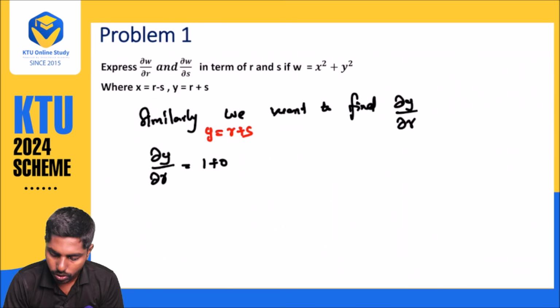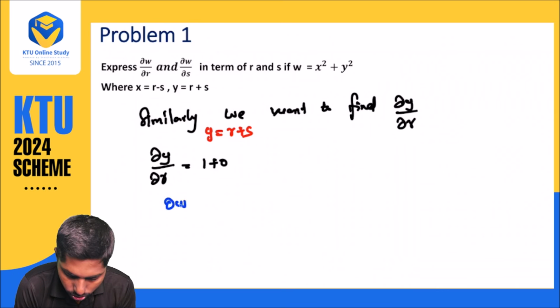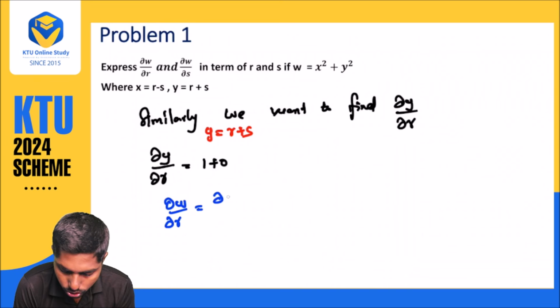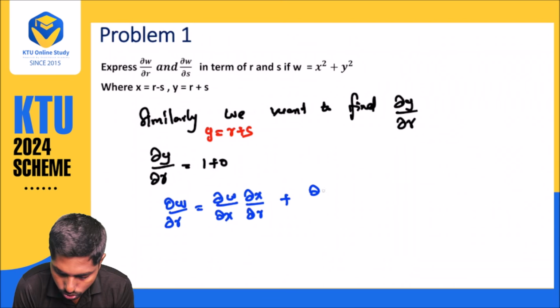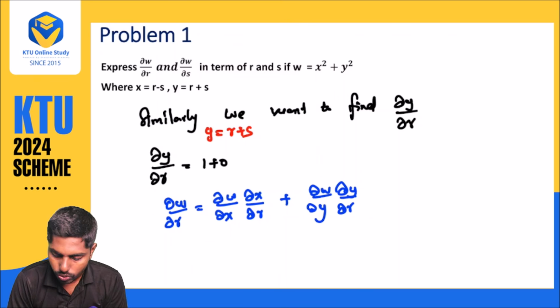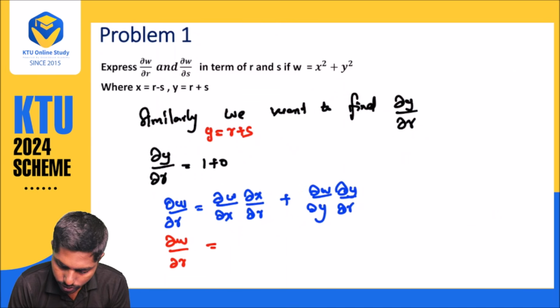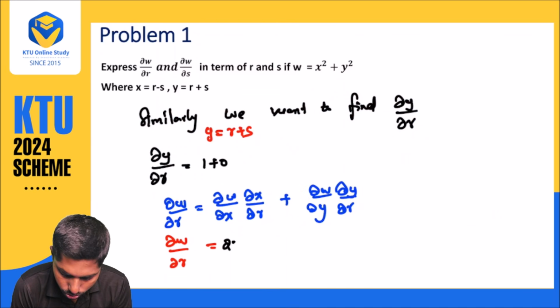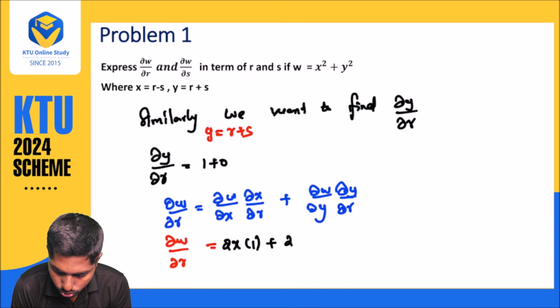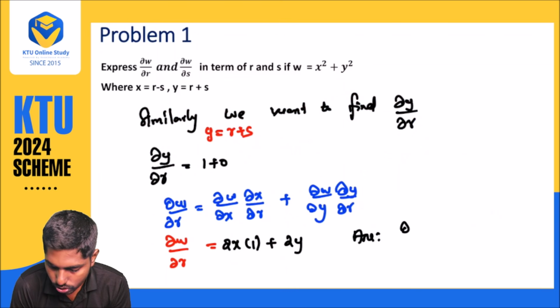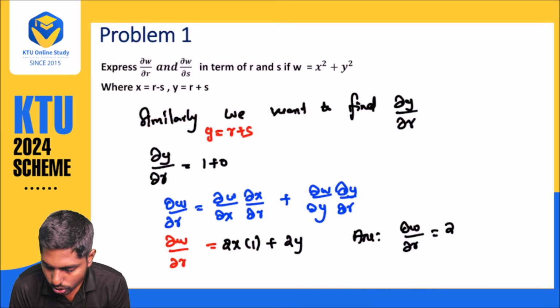Now substitute in the formula. What is the formula? ∂w by ∂r is equal to ∂w by ∂x into ∂x by ∂r plus ∂w by ∂y into ∂y by ∂r. We just substitute the values. We are getting 2x into 1 plus 2y. So our answer: ∂w by ∂r is equal to 2x plus 2y. So that is one of the answers we are getting.